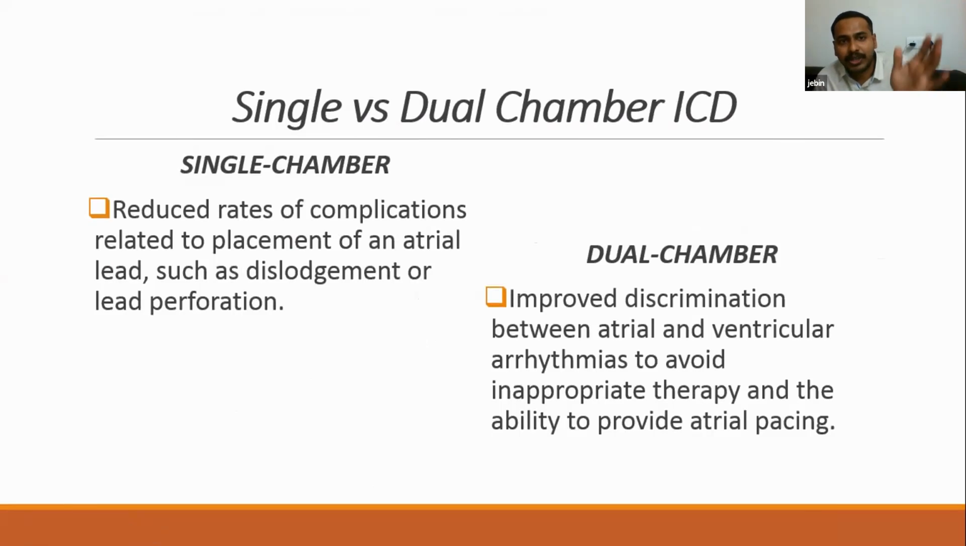The advantages of single chamber versus dual chamber ones are: single chamber ones reduce rates of complications related to the placement of the atrial lead, such as dislodgements or lead perforations. The dual chamber ones improve discrimination between atrial and ventricular arrhythmias to avoid inappropriate shocks, and provide the ability to do atrial pacing.